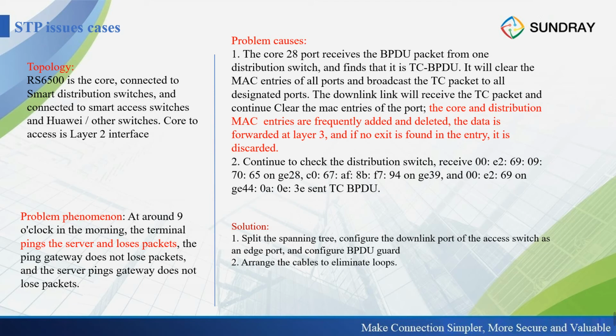Now let's say the first issue happens to our smart switch. We use our smart switch RS650 as the core switch, and this core switch connects other access switches. The problem is that the terminals, the laptops, when they ping the servers, have packet loss, but when they ping the gateway, there is no packet loss. So why? When we check this core switch, we find the MAC address keeps being refreshed.